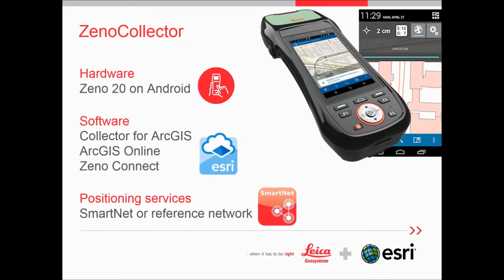Finally, we have positioning services. SmartNet is Leica's real-time GNSS correction service for the UK and Ireland. SmartNet is the technology that allows us to achieve the amazing centimetre accurate position on board Zeno Collector. This service will be explained in further detail later on.